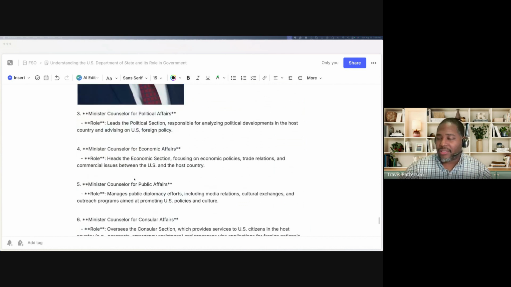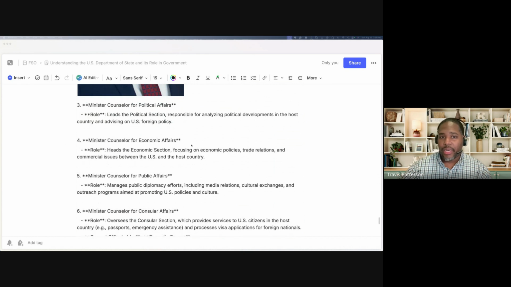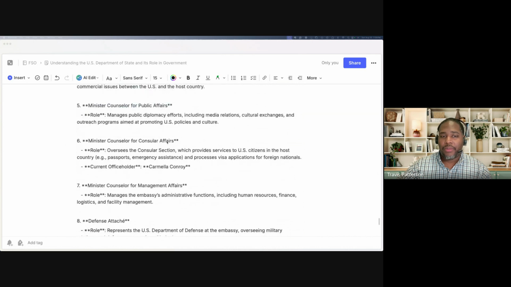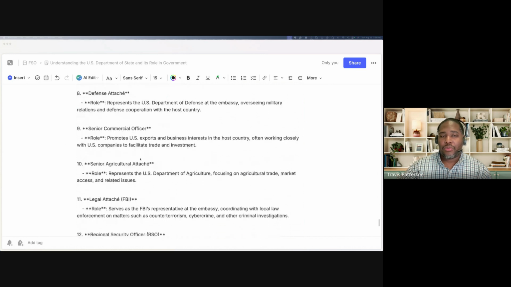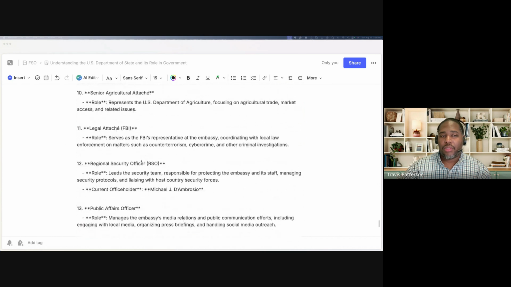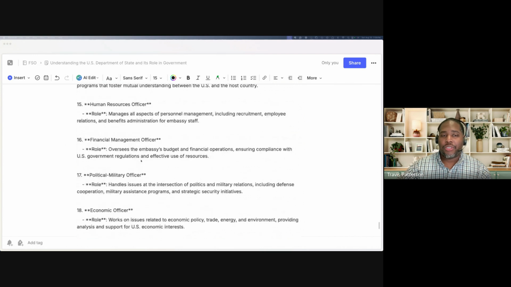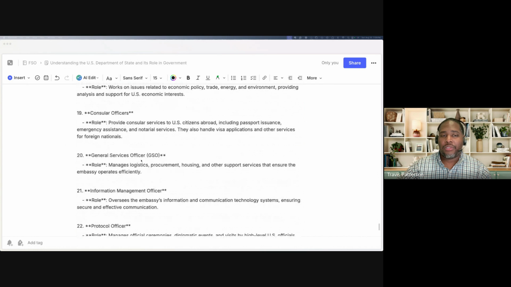And I'm thinking because of security, I couldn't find names for these different roles, let alone photos. So that's why I did post that large photo in the beginning. But political affairs, economic affairs, public affairs, counselor, management affairs, defense, senior commercial officer, agriculture, legal, secretary, public, cultural, human resources, financial, political, military, economic officer, consular officer, general.